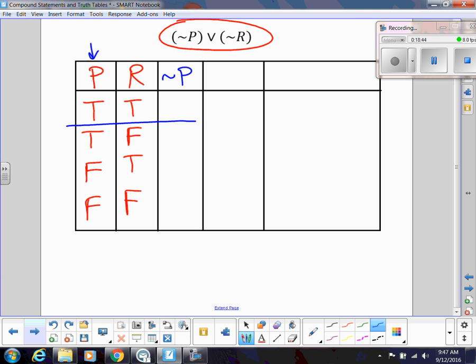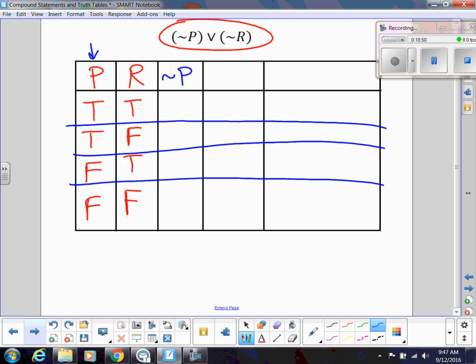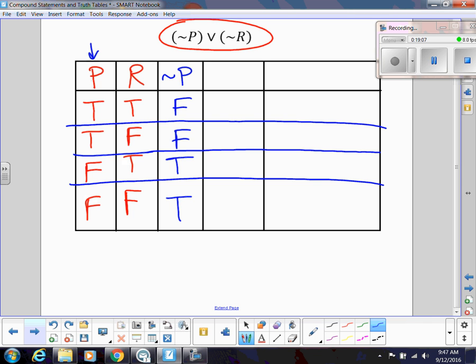So here in this first line, it's true. Here, I'll do lines across so we can keep everything lined up. All right, so the opposite of true is false. The opposite of true is false. The opposite of false is true. And the opposite of false is true. So that's my not P.